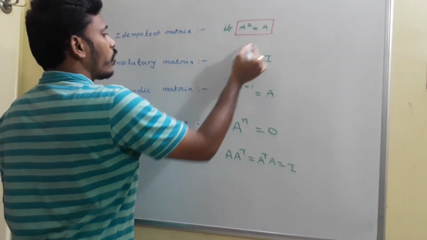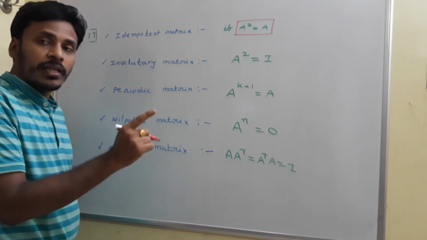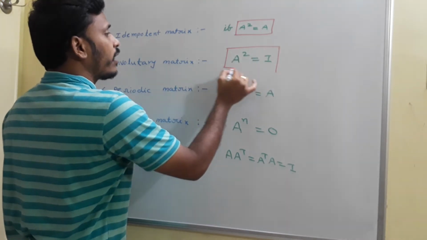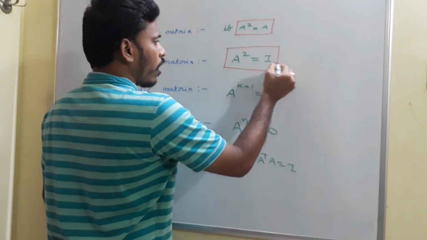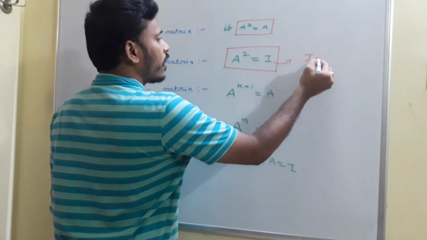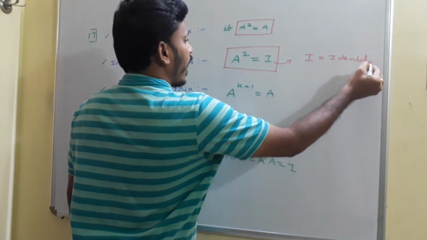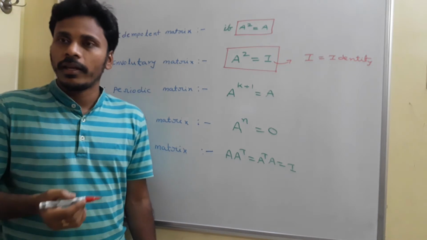Whereas A square is equal to I. So if I have a matrix A, multiply that matrix with itself, and in that case the result is an identity matrix, then it is called involutory. Here I think we are all aware that I is an identity matrix, meaning the diagonal elements are ones and all the remaining elements are zeros.